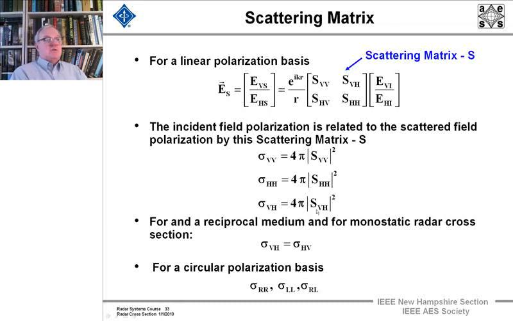And this scattering matrix relates how the scattered field is related via the polarizations. And for reciprocal medium and for monostatic radars, the cross-section, if you transmit vertically and receive horizontally, is equal to transmitting horizontally and receiving vertically. And the cross-section is equal to 4 pi times the magnitudes, I might note, of these scattering elements of the scattering matrix. And for circular polarization, the sigma RR, and these would be the basis you'd use instead of vertical and horizontal.